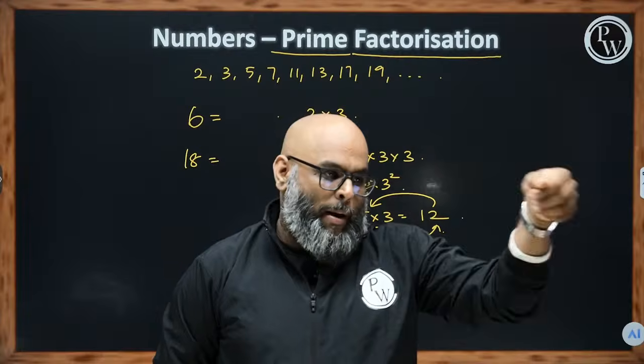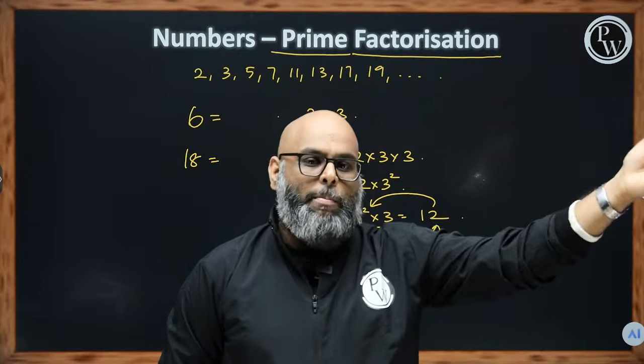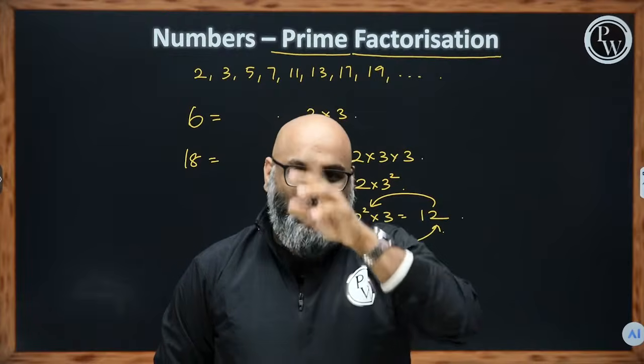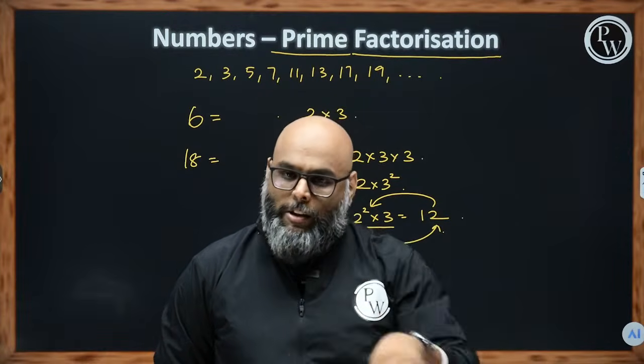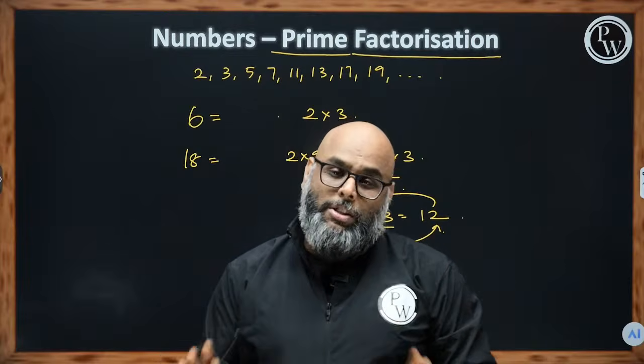I can add one more prime number, and as a result I can create one more number. I create one more number, and as a result I get one more prime number. It's an inevitable process that we are looking at. So get a hang of prime factorization, and we have all done this in school once again.